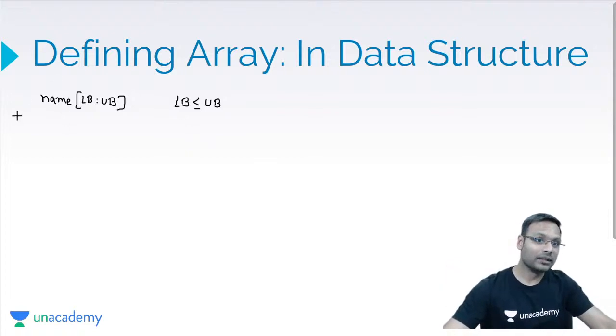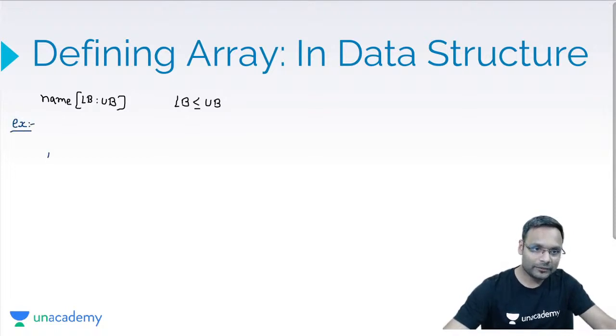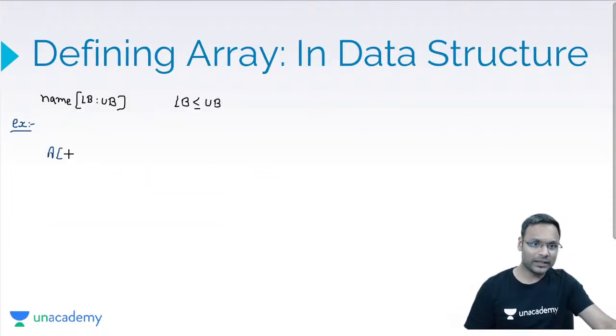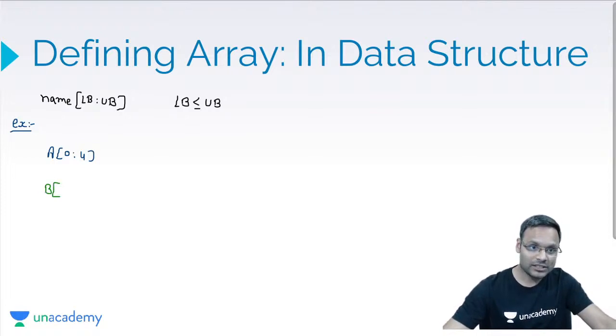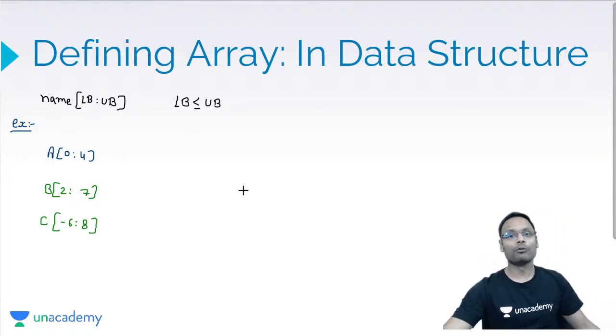Let's take a simple example. Can we have an array this way? Same array, this one. If I am using this same array, lower bound is 0, upper bound 4. Can we define it? Yes, of course we can. We can have another array which has starting index 2 and last index 7. Possible? Yes, possible. We can have another array C which has minus 6 as the starting index and 8 as the last index. Yes, of course possible.